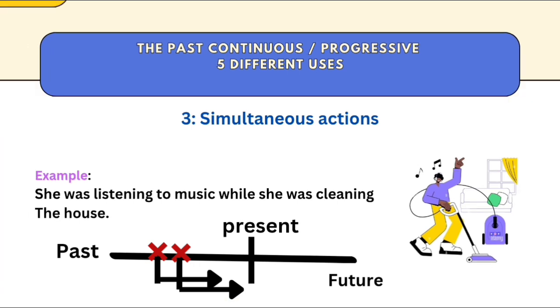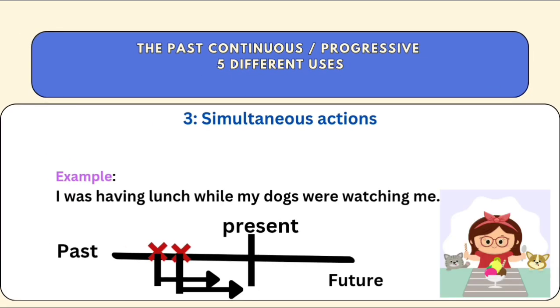Another example. Can you make the sentence? This one is pretty easy. You see the girl is eating and then the dogs are watching. You ready? What would you say? You would say, I was having lunch while my dogs were watching me. I was having lunch, long action, and my dogs were watching me, also long action, happening at the same time.